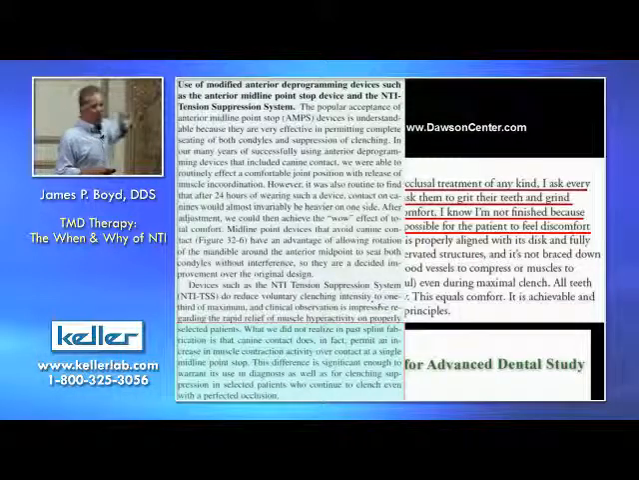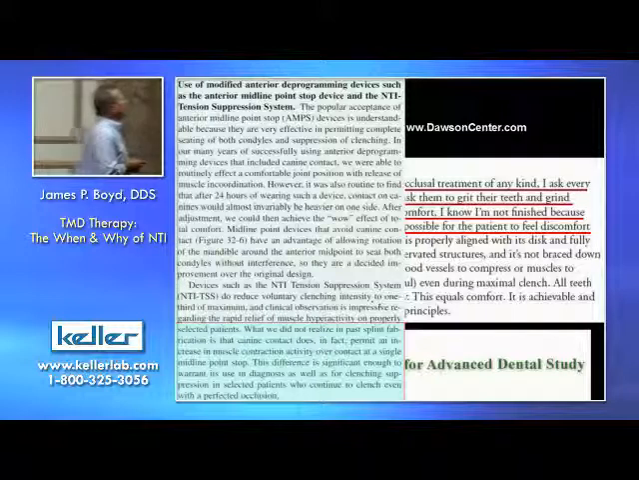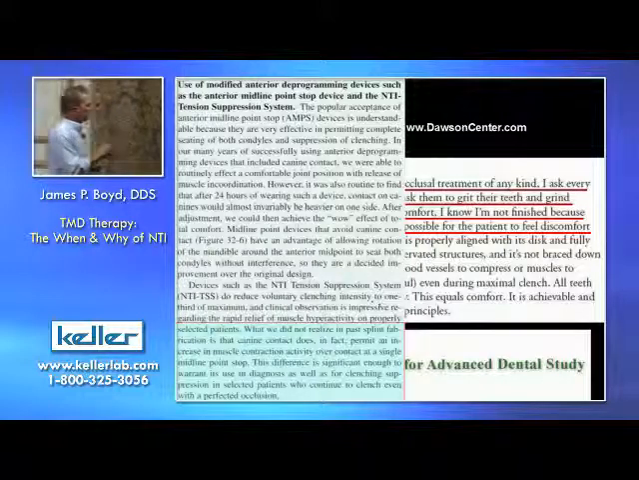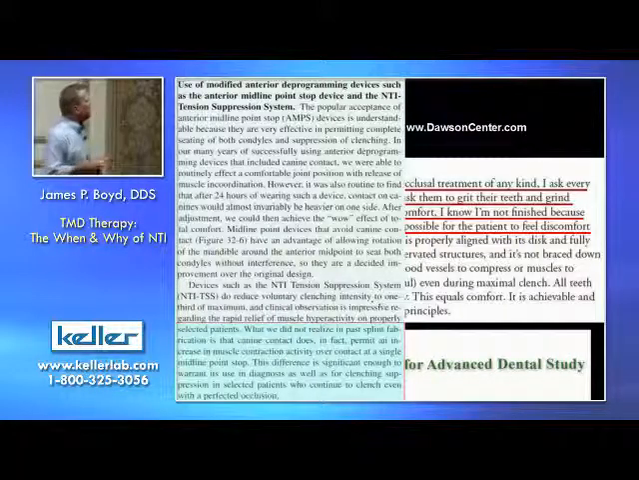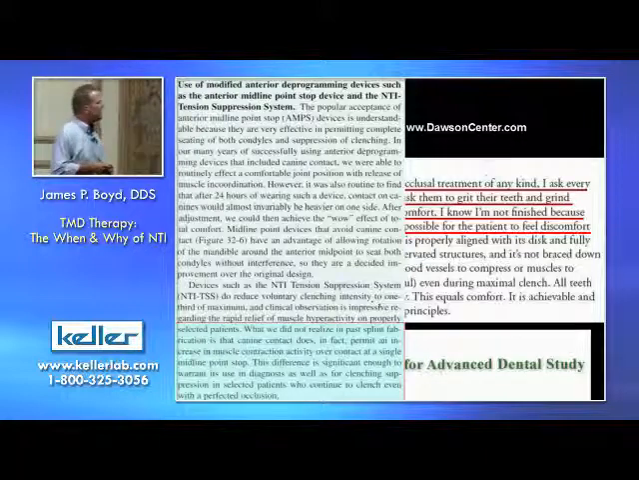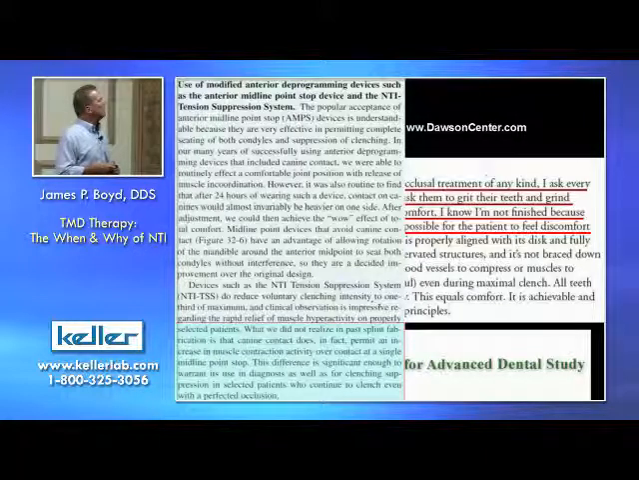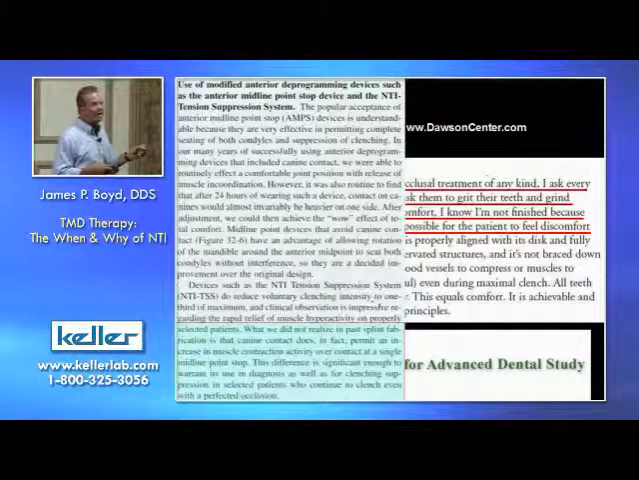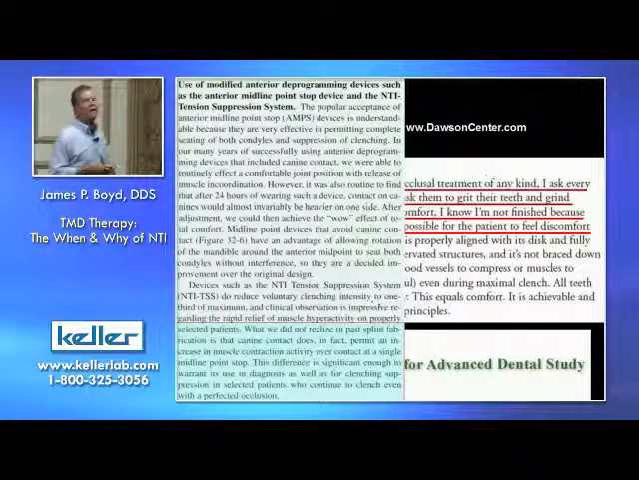Interestingly, now in his latest textbook, he talks about the NTI. What we did not realize in past splint fabrication is that canine contact does, in fact, permit an increase in muscle contraction activity over a single midline point stop. The difference is significant enough to warrant its use in diagnosis as well as for clenching suppression in selected patients who continue to clench even with a perfected occlusion.